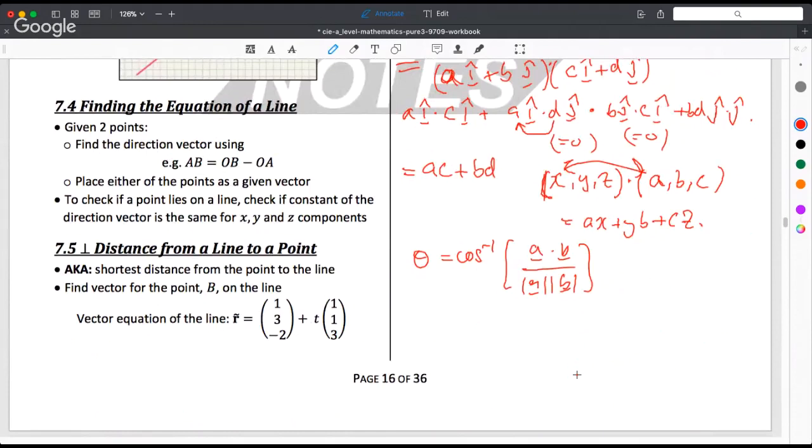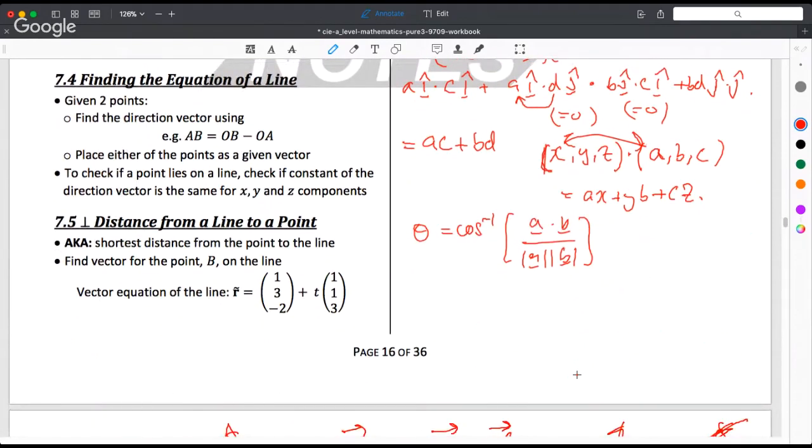Right, distance from a line to a point. Okay, this is another topic which you have to think about sort of visually. It's a bit annoying, but once you get your head around it, it's not too bad. Shortest distance from the point to the line. So you want to find the vector for point B on the line.